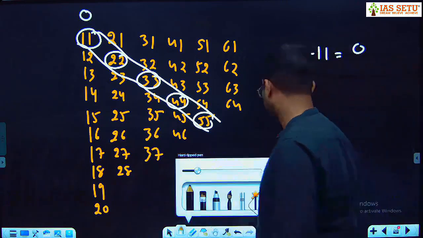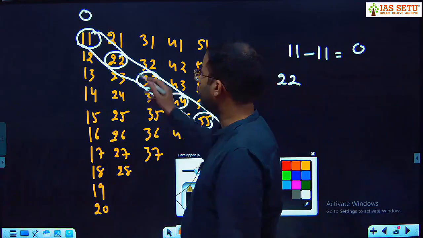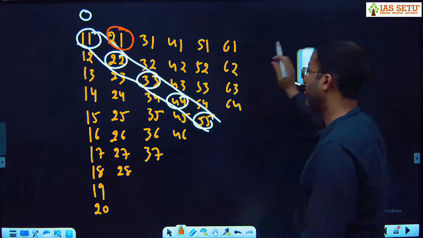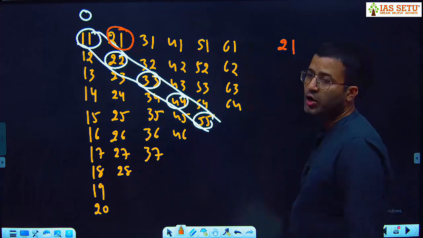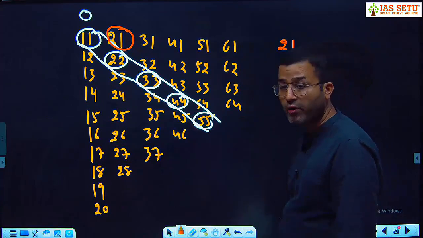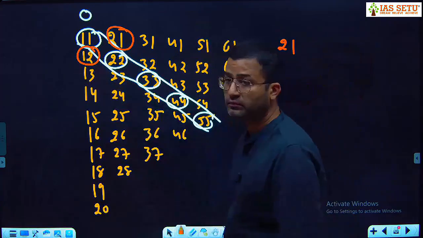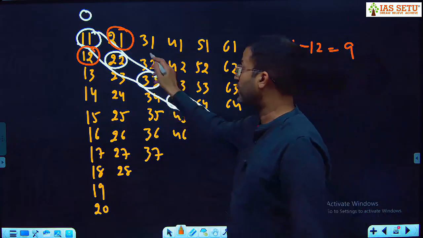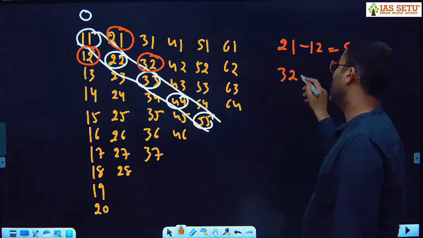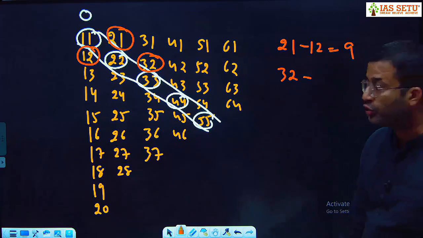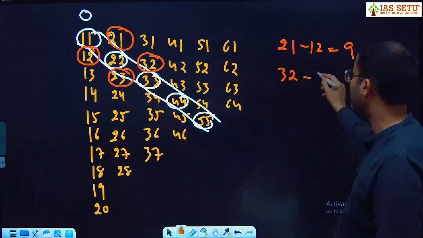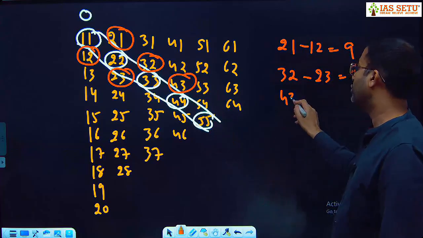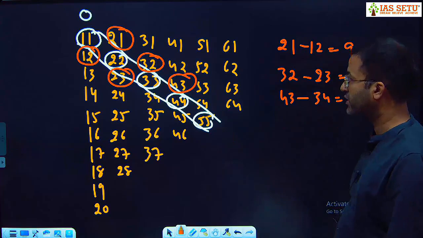Now next, you take this value on the right side, 21. If you reverse the order of the digits of 21, what do you get? 12. And what is the difference? 9. You take this 32. You reverse the order of 32. You get the value on the left hand side, 23. And your difference is 9. You take 43 and you reverse, you get 34, difference 9.